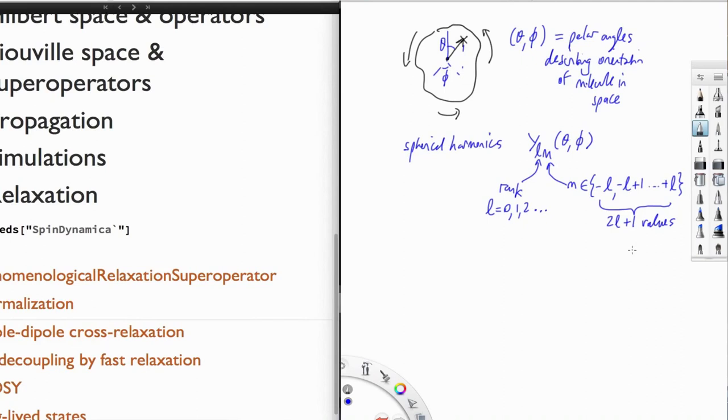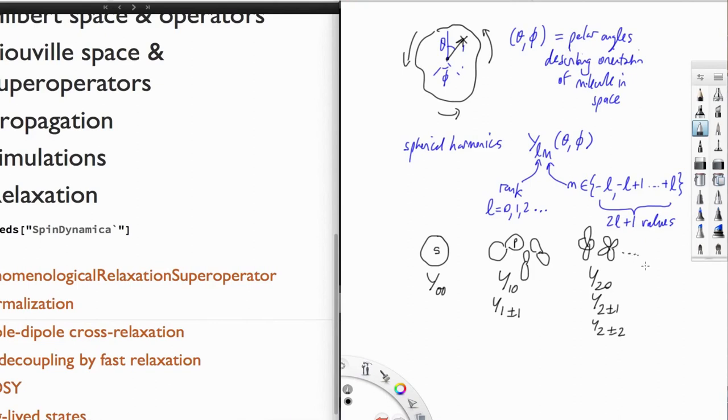And these spherical harmonics are very familiar to chemists as the angular parts of the orbitals. So, somewhat loosely speaking, the rank 0 spherical harmonic looks like a sphere or like an s orbital. And then one has 3 rank 1 spherical harmonics, which have the spatial form of p orbitals in the 3 different directions. And we have 5 rank 2 spherical harmonics, which have the spatial form of d orbitals. But these are just mathematical functions, often quite complicated functions, of these polar angles theta and phi.